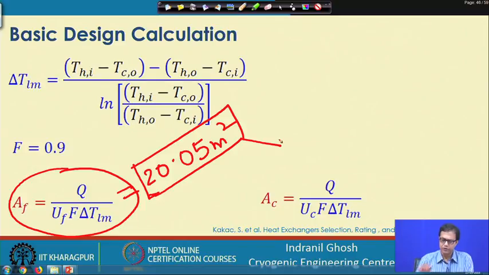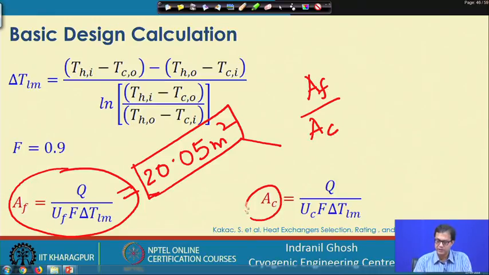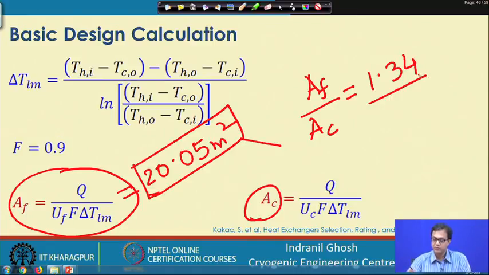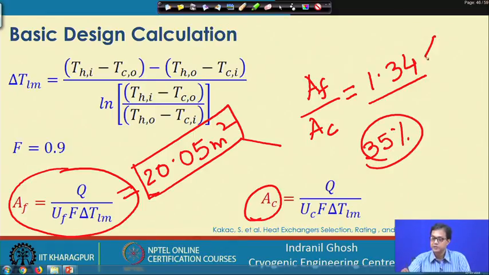So, now if we look into the ratio of A f by A c, where A c is the clean surface area and A f is anticipating some kind of fouling, what is this ratio? This comes out to be 1.34. We have been told that the over design should be less than 35%. As we can understand, this is less than 1.35. So, this design, or this oversizing, is within the limit.